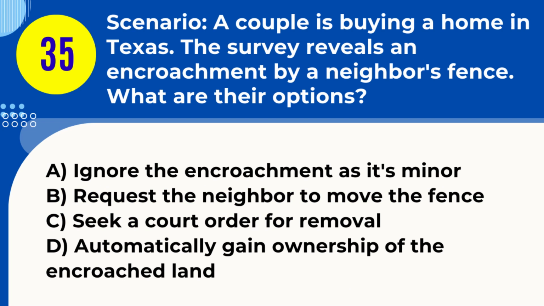Question 35. Scenario: A couple is buying a home in Texas. The survey reveals an encroachment by a neighbor's fence. What are their options? A. Ignore the encroachment as it's minor. B. Request the neighbor to move the fence. C. Seek a court order for removal. D. Automatically gain ownership of the encroached land. Answer: B. Request the neighbor to move the fence.